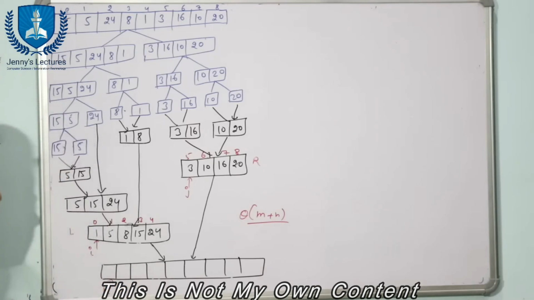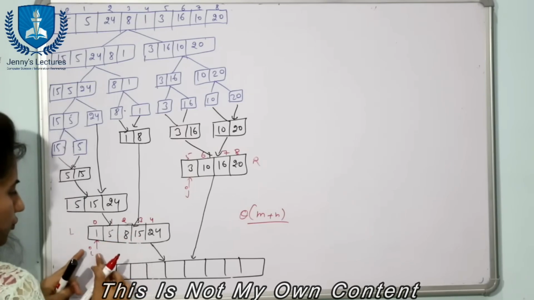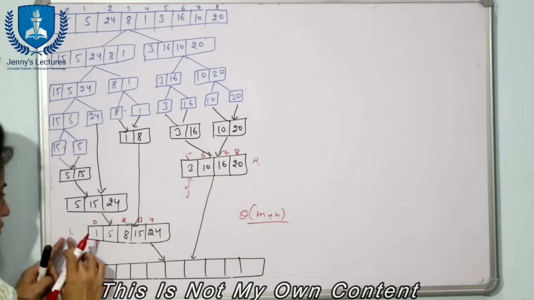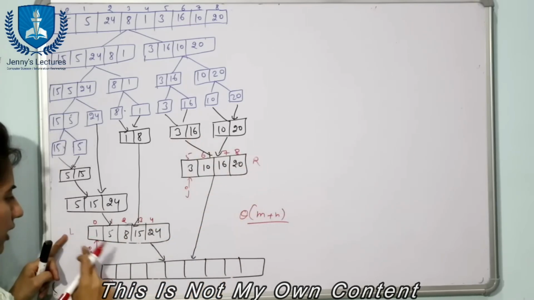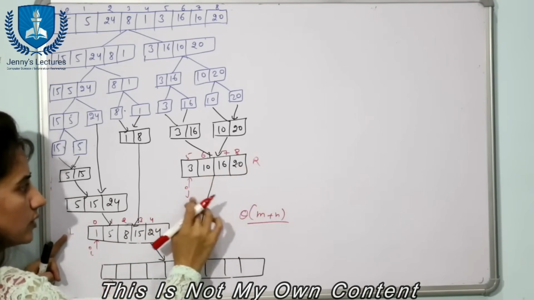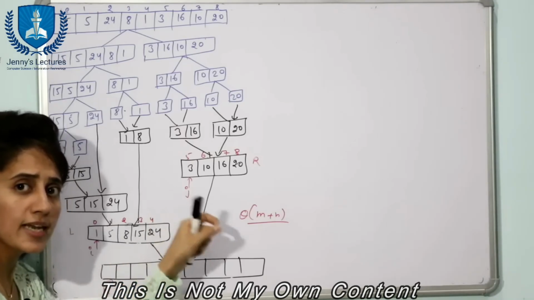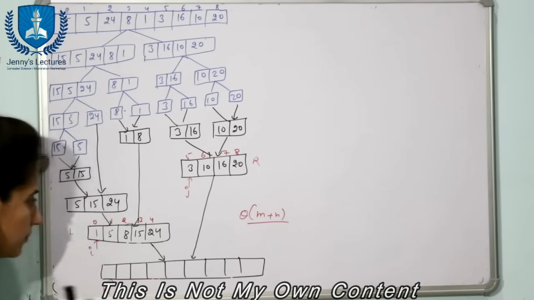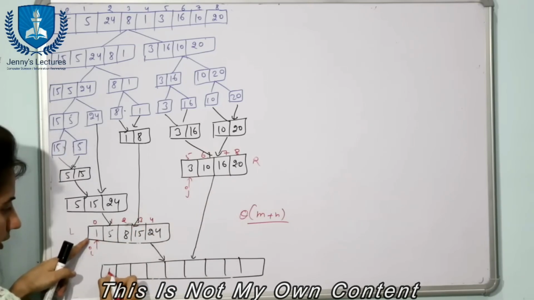First step is, we compare the first element of this with this. Suppose this name is L, this name is R. So now we compare L of I with R of J, and whichever element is less, we put that element into this sublist. So 1 and 3, which one is less? 1. So we put 1 here.